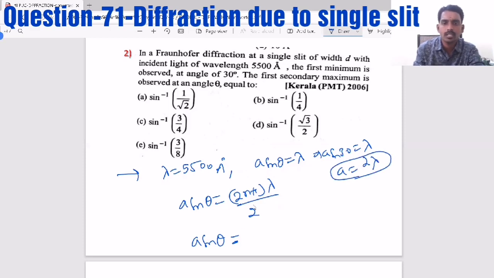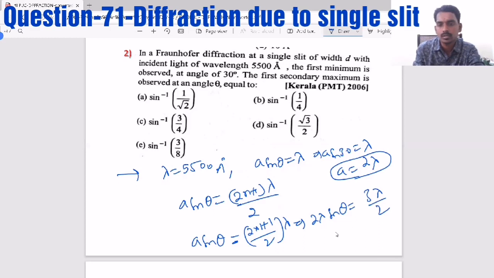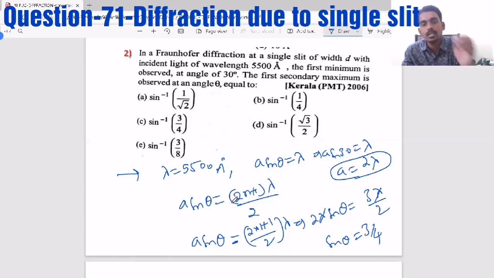Now sin theta equal to (2 into 1 plus 1) by 2 into lambda, a is 2 lambda, sin theta equal to 3 lambda by 2. So lambda cancel. So sin theta equal to 3 by 4. So this way, depending upon the given condition, you have to take the formula, whether it is secondary minima condition or secondary maxima condition, which minima or which maxima. Accordingly, you have to choose the n value.